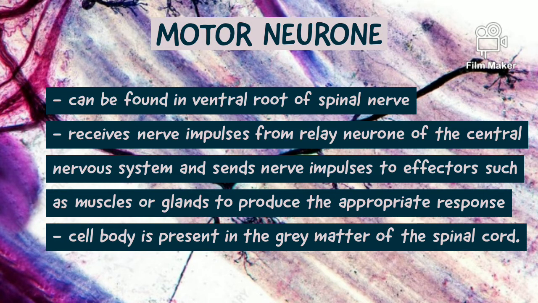Motor neuron. Motor neuron can be found in the ventral root of spinal nerve. It receives nerve impulse from relay neuron of the central nervous system and sends nerve impulse to effectors such as muscles or glands to produce the appropriate response. The cell body is present in the gray matter of the spinal cord.